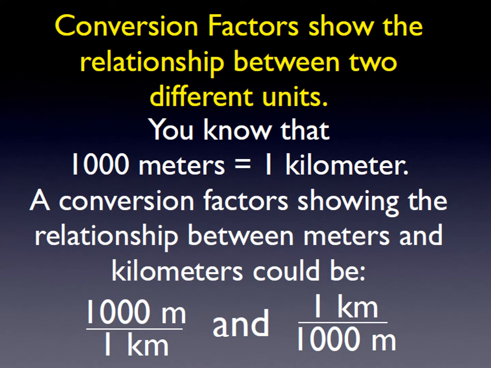So basically conversion factors show a relationship between two different units. 1,000 meters is 1 kilometer. You write it as a fraction. It doesn't matter which one's your numerator and denominator, it just matters on the units and making sure they cancel out.